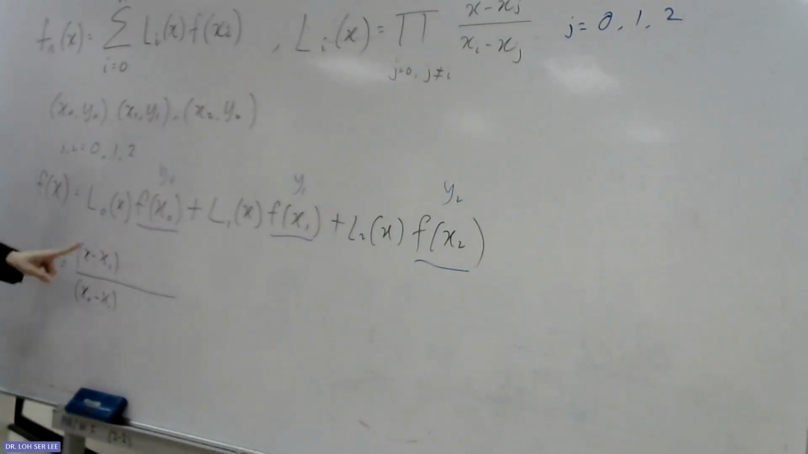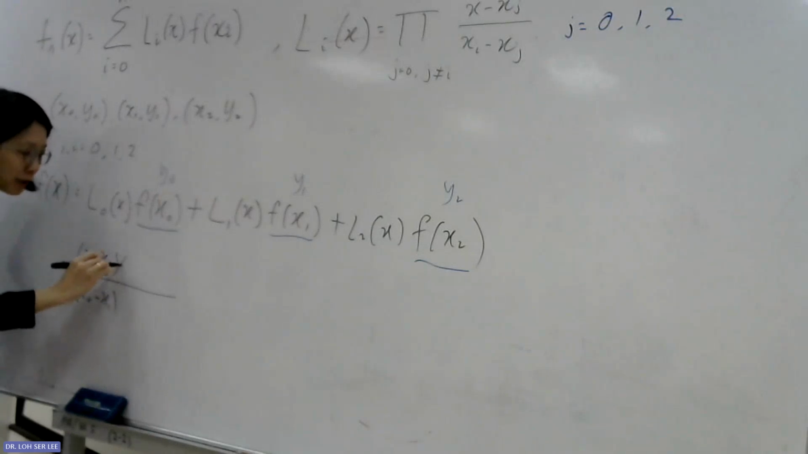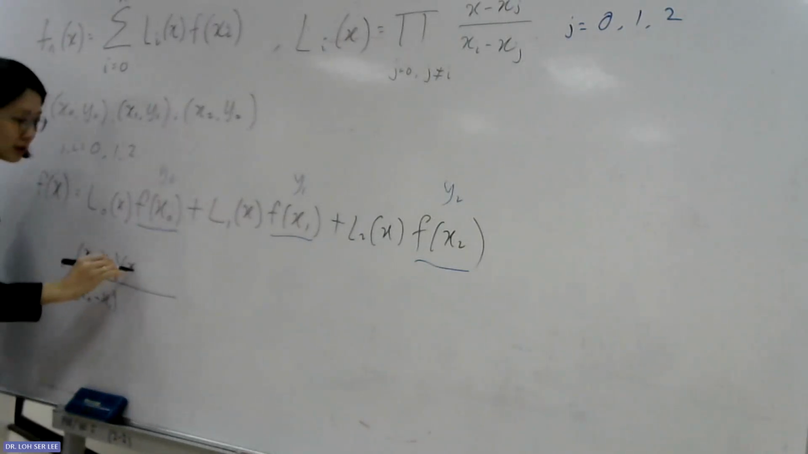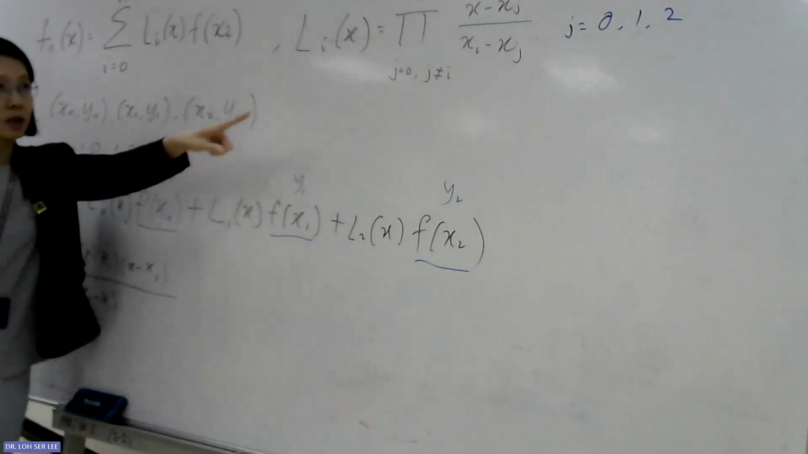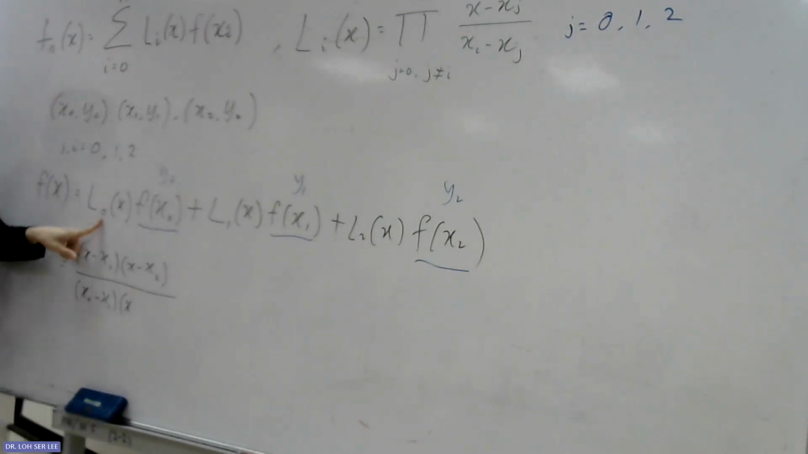So j equals 1, and we have another j value, which is 2. When j is 2, because of the big pi, we will multiply this one with the other one. Now when j is 2, you have x minus x2. This one will be 1. What is your i now? 0. I'm looking for this function, your L0.